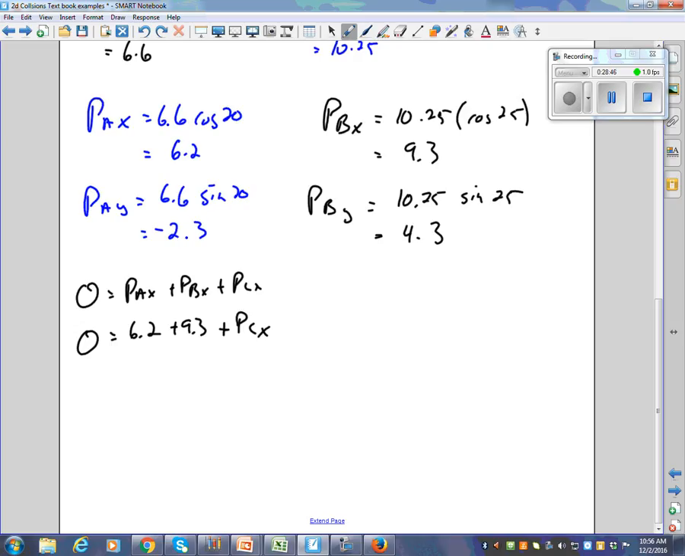Does that make sense? Jesse, yeah? Okay. So PCX, those are going to go to the other side, and it's going to be minus 6.2 minus 9.3, and I think you get 15.5. In fact, that's going to be negative. And does that make sense that it's negative? It does, because we know it's got to go left, right?